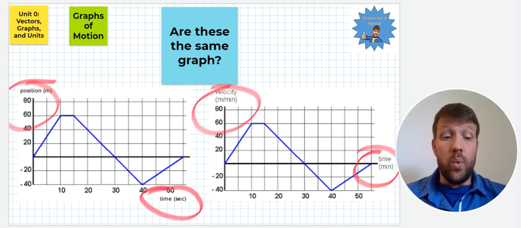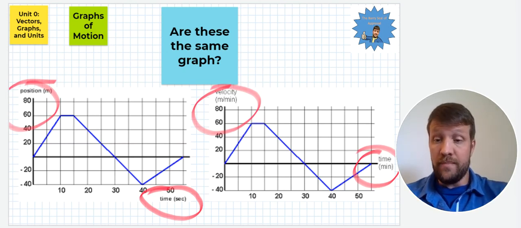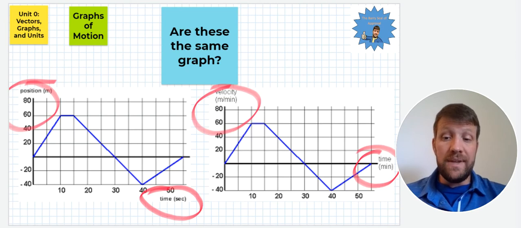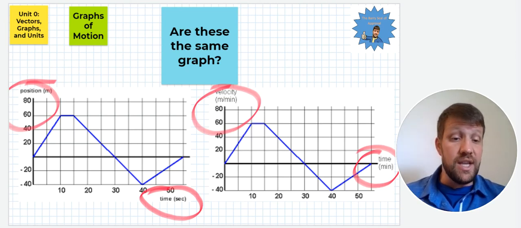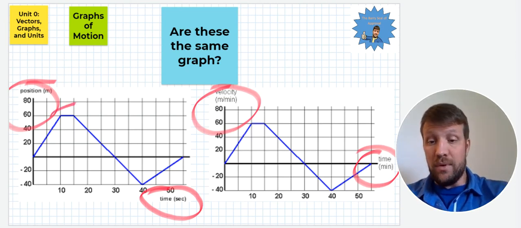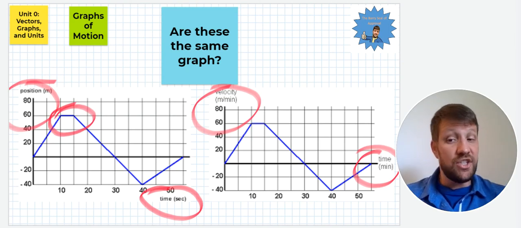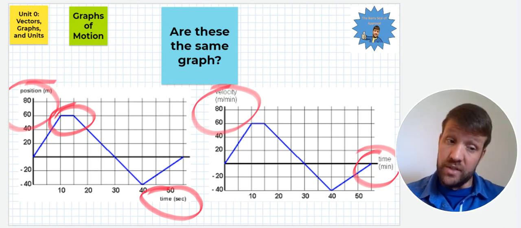We're going to look at when it's standing still. Okay, this first object over here is going to be still when the position does not change. And that's going to happen right here. Okay, we see that the position stays the same at 60 meters from 10 to 15 seconds. No change in position is going to mean no motion.